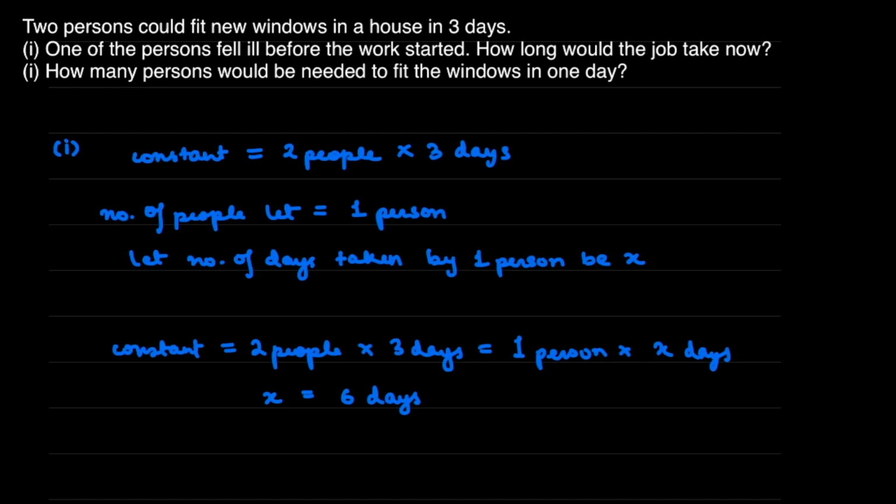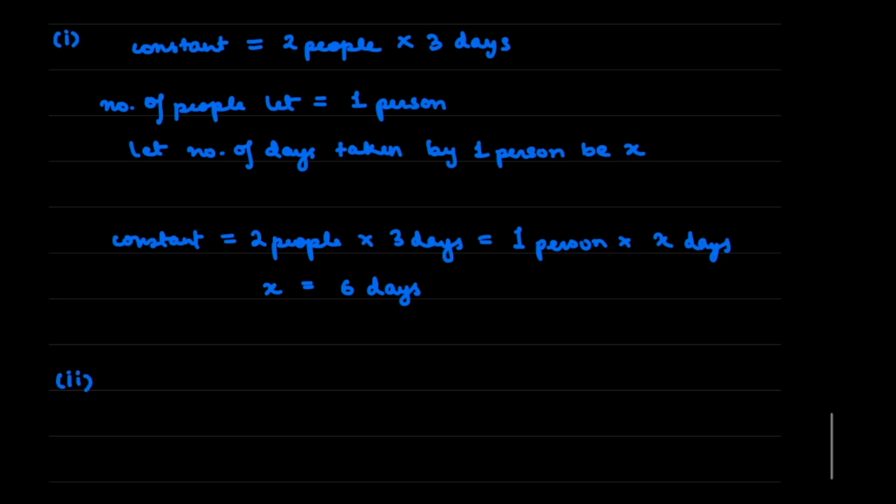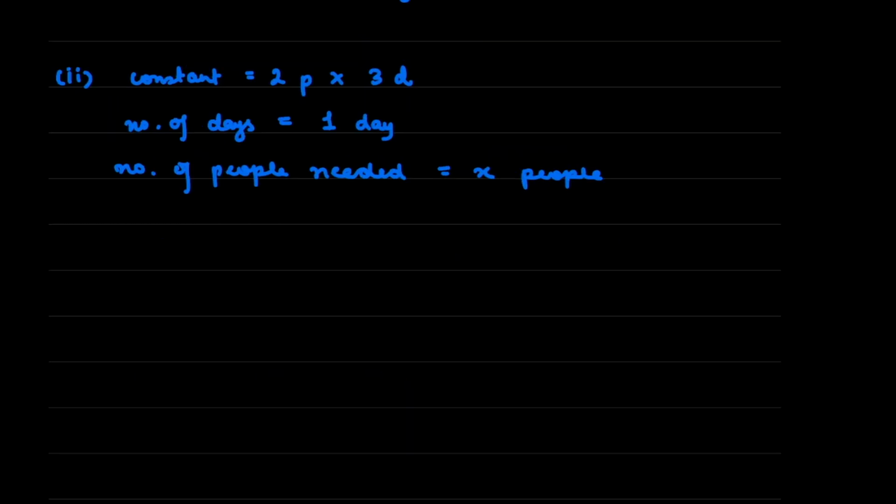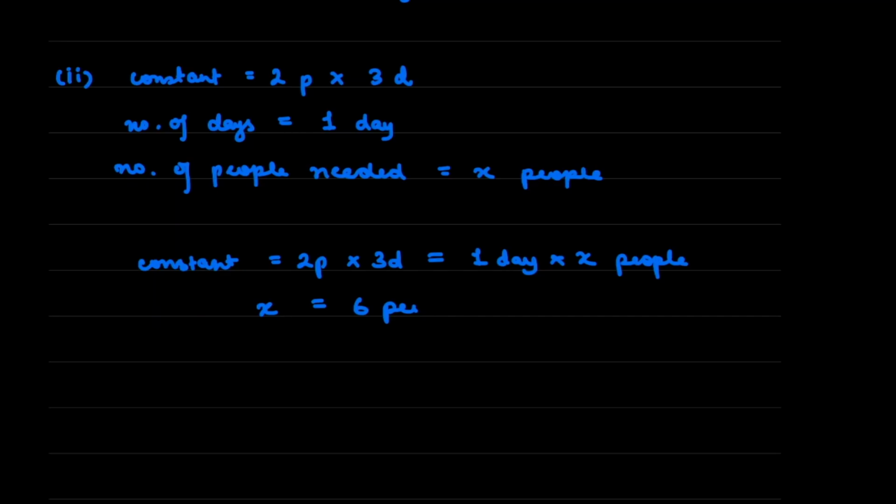In the second scenario, we need to find how many people we will need to fit the windows in one day. So we'll again use the constant of two people and 3 days. And now we have the number of days in this scenario as one day. And let the number of people be x. So we'll follow a constant, which is two people into 3 days equal to one day into x people. We'll solve for x again, and that gives us 6 people. So we'll take 6 people to fit the window in one day.